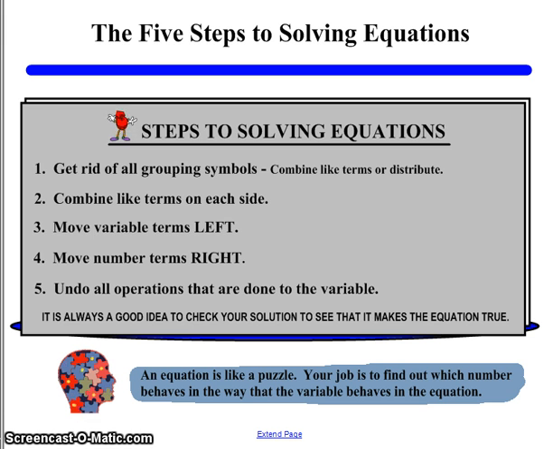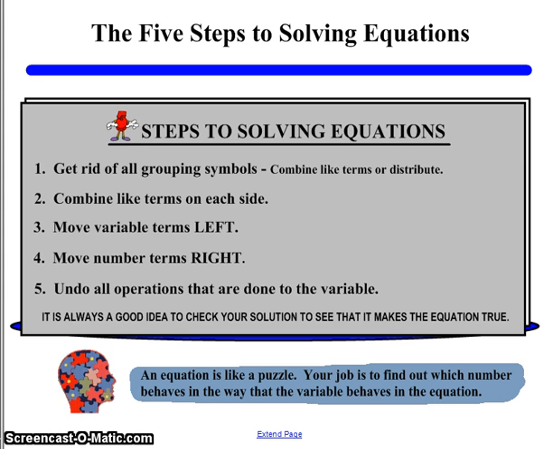So basically, 5 steps to solving equations, and I'll read through these briefly, and then I'm going to suggest that you pause the video to give yourself enough time to get these 5 copied down into your notes. First step, get rid of all grouping symbols. You're going to combine your like terms or you're going to distribute in order to get rid of these grouping symbols. And these can be parentheses, square brackets, braces, anything of that nature.